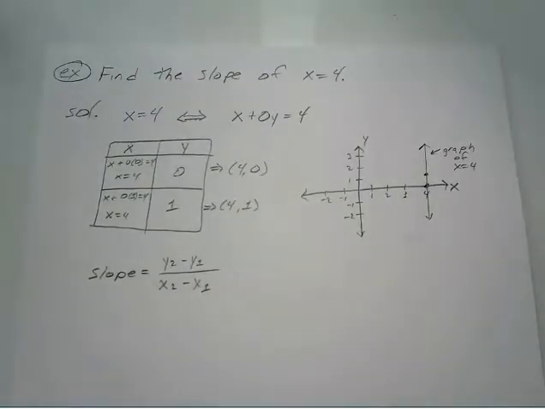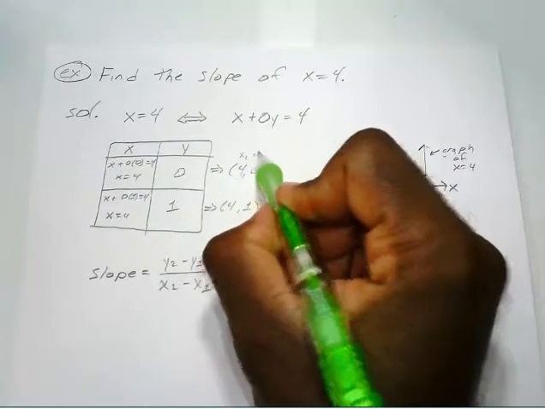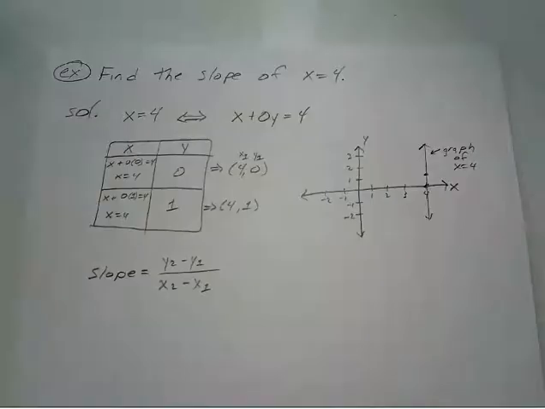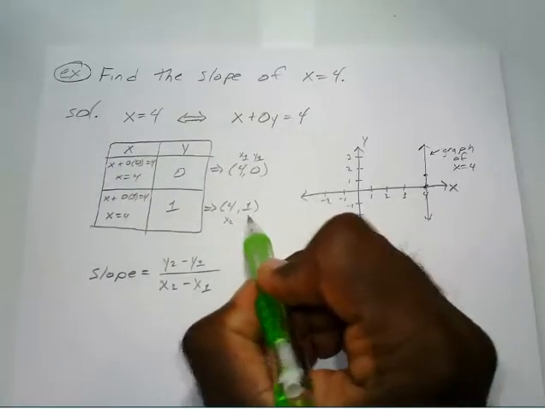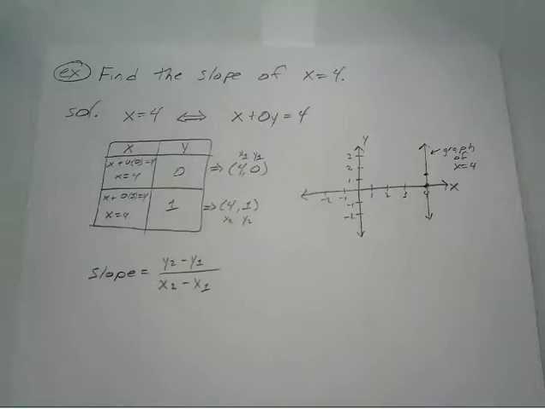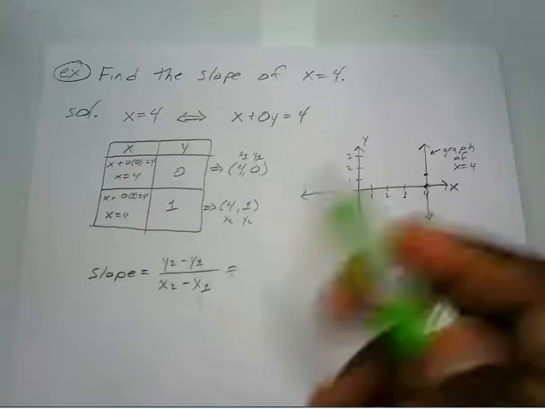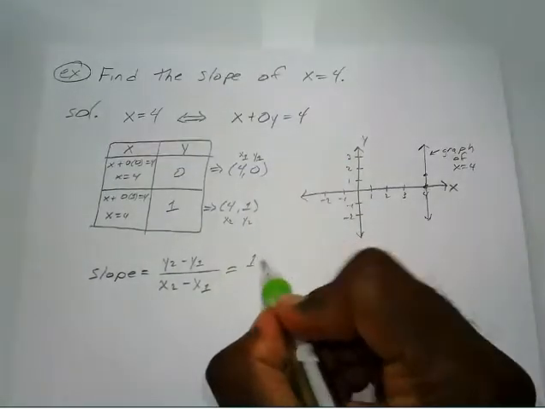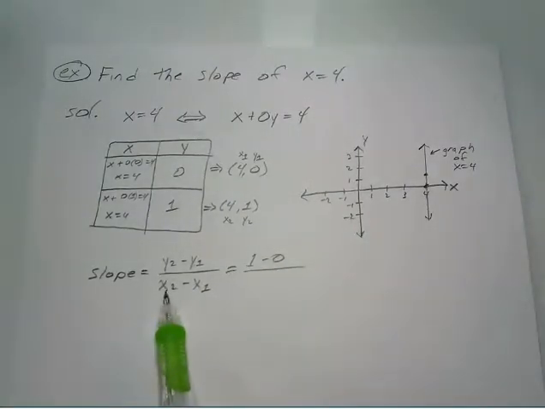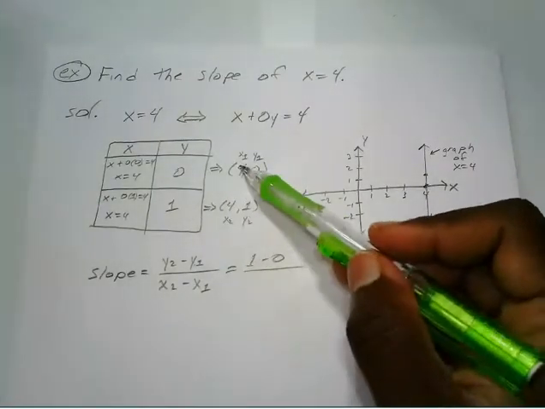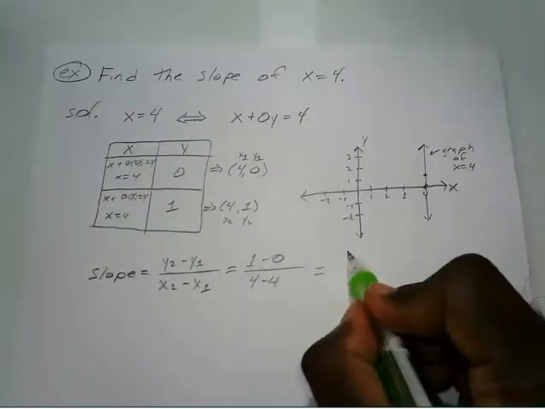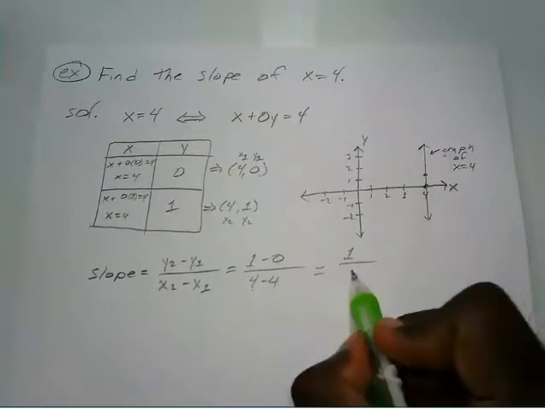Okay. So just like we did with the y, we just make this our x1, y1, clean that up a little, and this one our x2, y2. Okay, so now we just go ahead and plug it in. So y2 minus y1, you have 1 minus 0. And our x2 minus x1 is 4 minus 4. So 1 minus 0 is 1, and 4 minus 4 gives us 0.